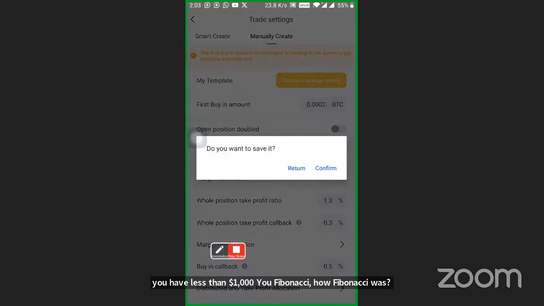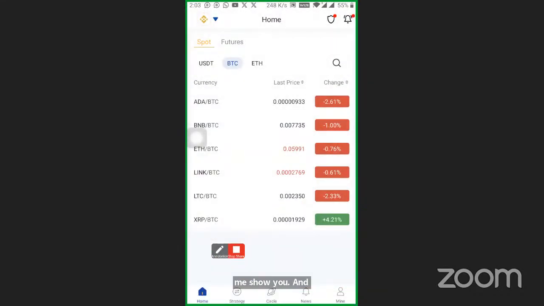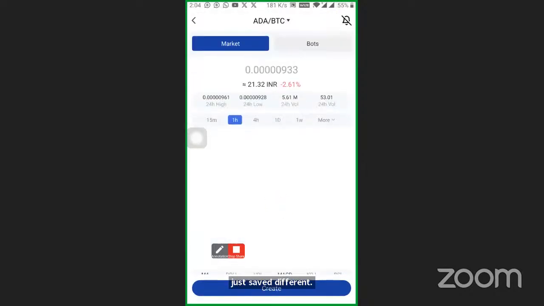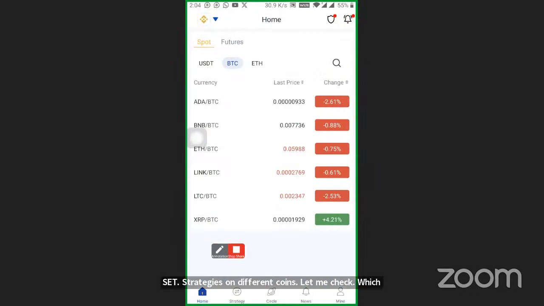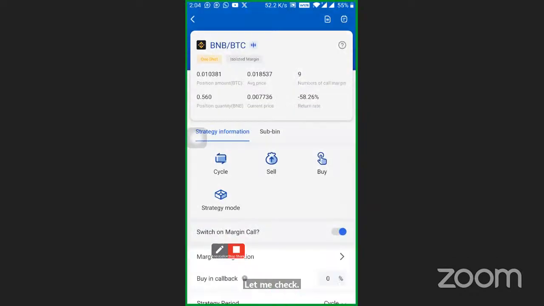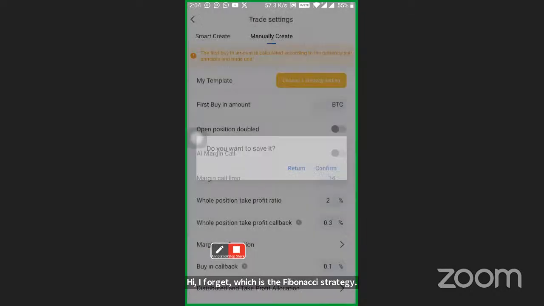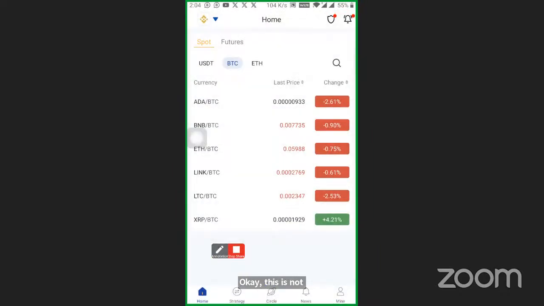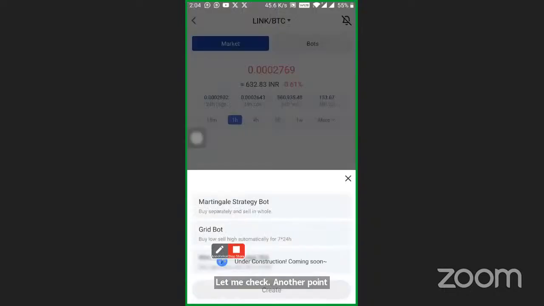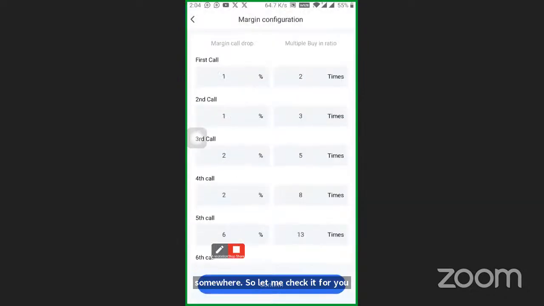Let us change the coin, and let me show you another coin. You can trade on any of these coins. I have just saved different strategies on different coins. Let me check which is the Fibonacci. I forget which is the Fibonacci strategy. Okay, this is not. Let me check another coin, maybe Link. I have saved it somewhere. So let me check it for you. Yes, this is Fibonacci.